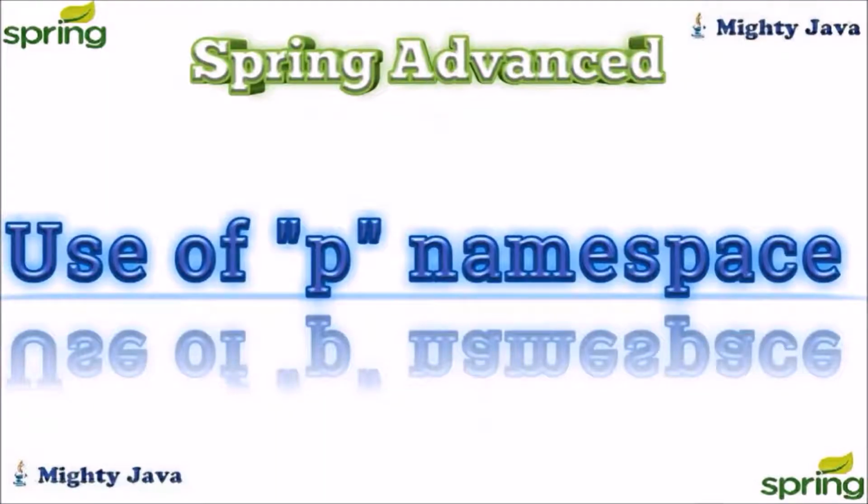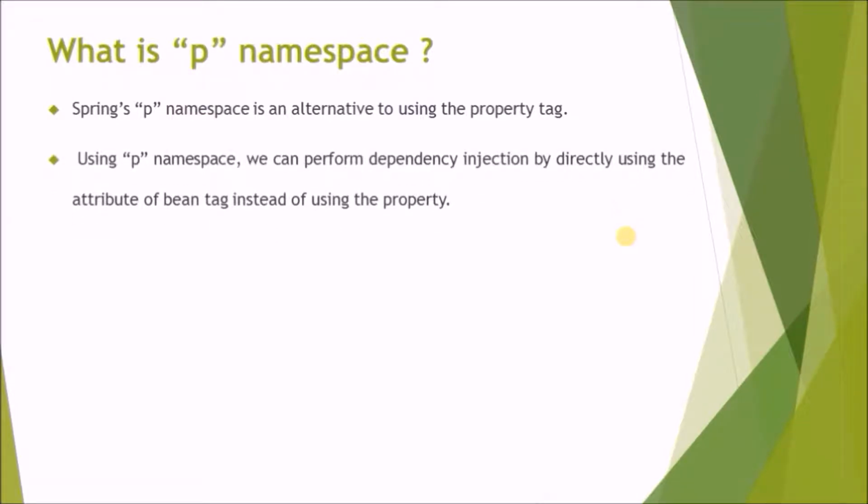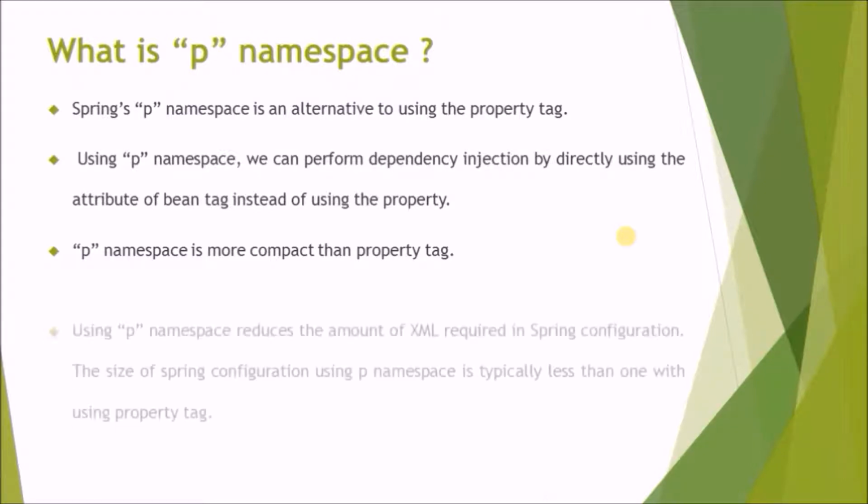In this video, we will see how to use the p namespace, and this video is more like a cleanup activity. Watch till the end, you will come to know what the p namespace is. Spring's p namespace is an alternative to using the property tag. Using the p namespace, we can perform dependency injection by directly using attributes of the bean tag instead of using the property tag. The p namespace is more compact than the property tag.